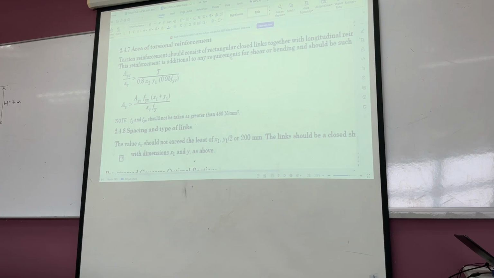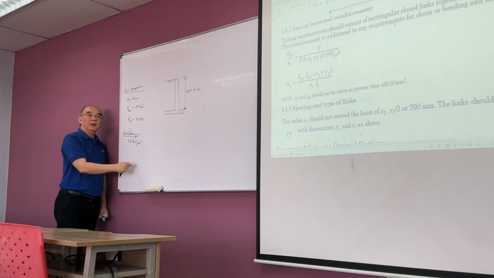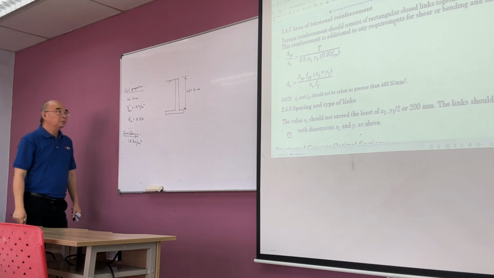Then I give you the surcharge. Surcharge, let's say, is 10 kilonewton per meter square. Surcharge is an area load. This one, the unit load is per meter cube. This is surcharge per meter square. All right. Per meter square.